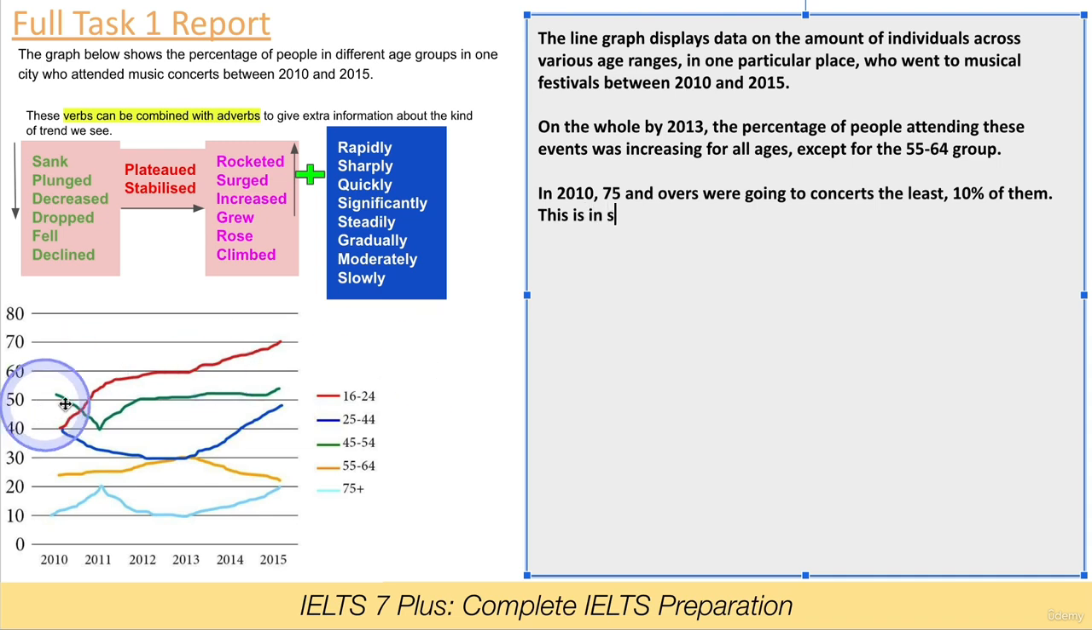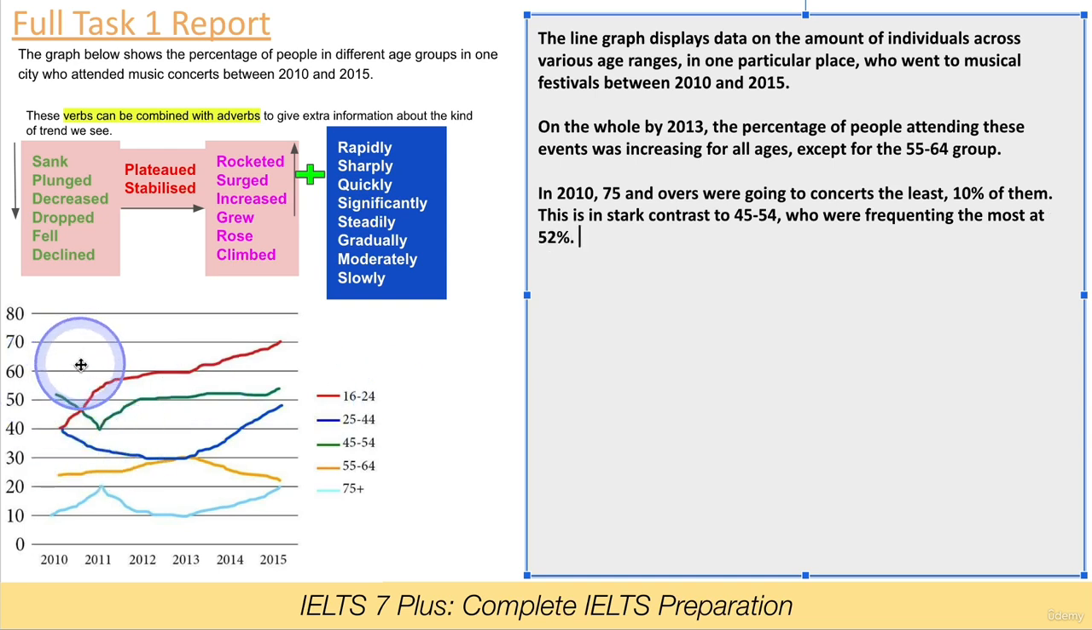This is in, maybe we can talk about the 45 to 54. Stark contrast to 45 to 54, who were frequenting these events the most. 50, so we have a 10-year gap here, maybe 52%.